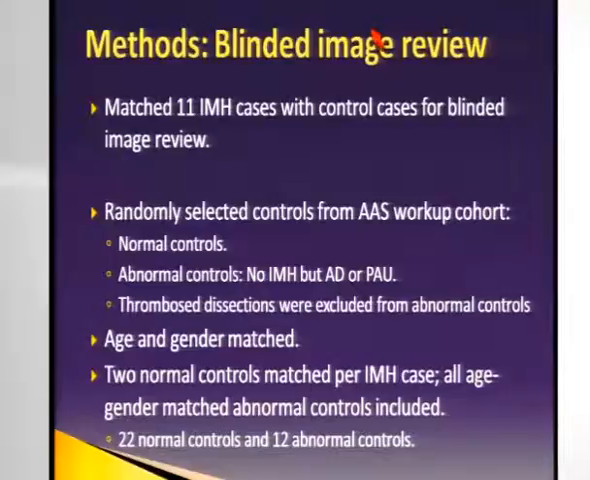So we took those 11 intramural hematoma cases and matched them for blinded image review. So we randomly selected our controls from a workup cohort using normal controls, that is without aortic pathology, and also abnormal controls. So they had either aortic dissection or penetrating atherosclerotic ulcer or both, but no intramural hematoma. And all controls were age and gender matched. And we matched 2 normal controls per IMH case, and then matched all of the abnormal controls as well. It came out to be a total of 45 cases.